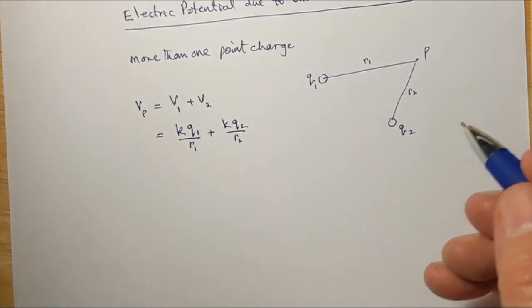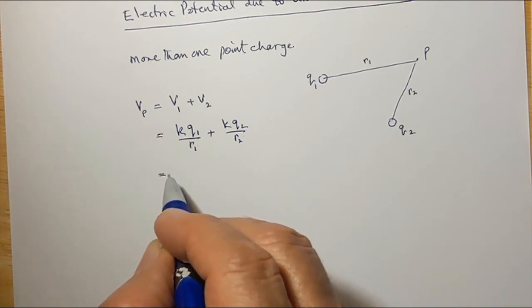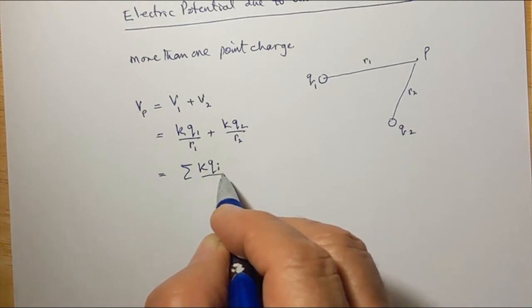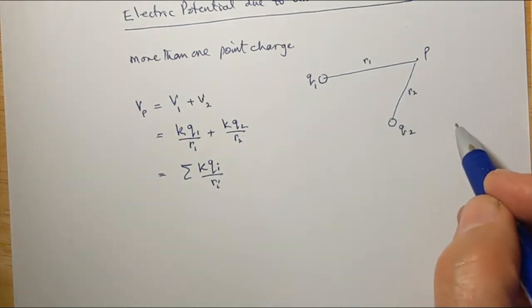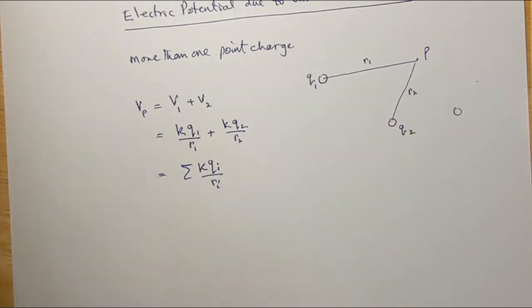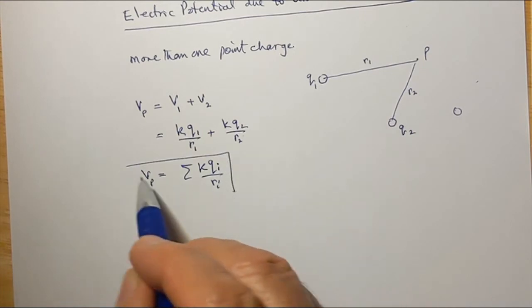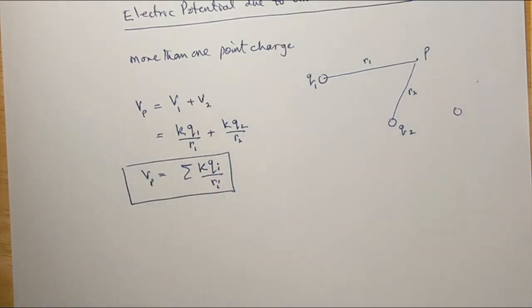Now if there are more than this many charges, if there are several charges, then this is simply the sum of KQi over Ri, where i would be 1, 2, 3, 4, whatever number of charges. And that will be the potential due to a number of charges at some given point P.